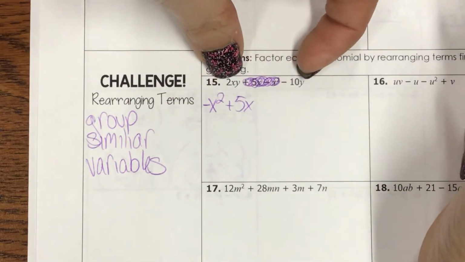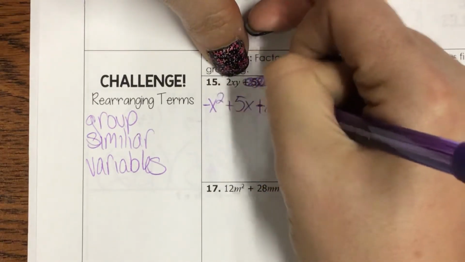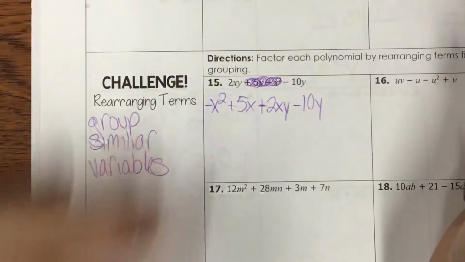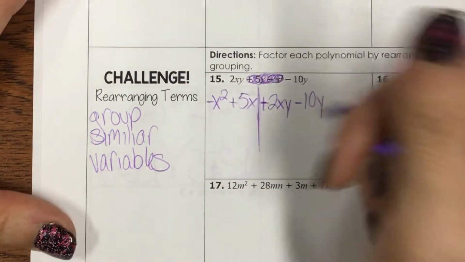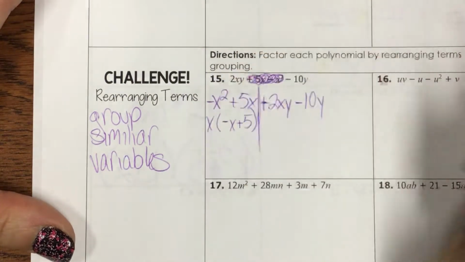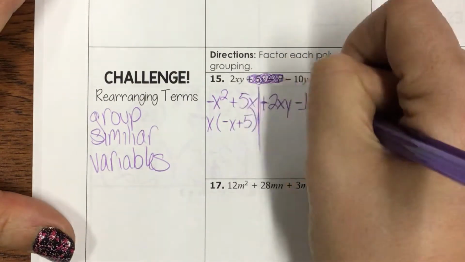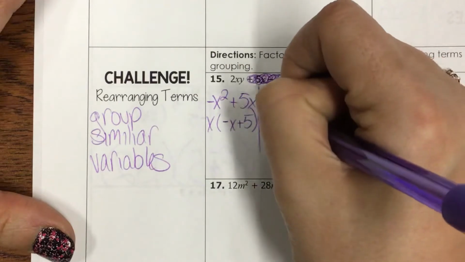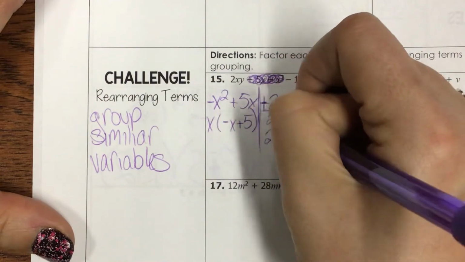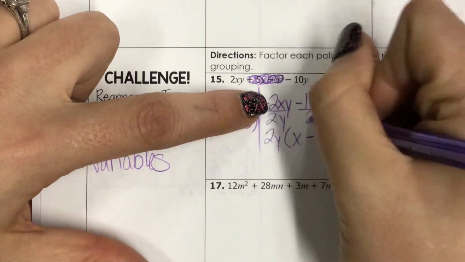Now I have both of my y's. I'm still going to go in alphabetical order, so a positive 2xy, then a negative 10y. Once I rearrange these, my steps are still the same. Factor out an x, so negative x plus 5. If I factor out on here, both of these are divisible by 2y. So that leaves me with x minus, negative 10 divided by 2 is 5.